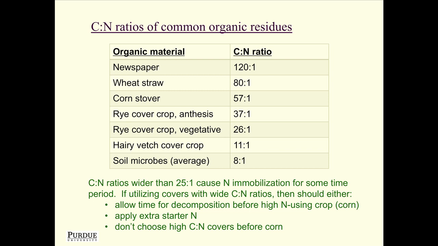So if you're going to use covers that have a wide carbon-nitrogen ratio, then there's a couple of suggestions. Number one, you should allow time for decomposition to occur before you plant a crop that needs a lot of nitrogen, like corn. Or you should apply extra starter nitrogen to give that cash crop a good start. Or don't choose high carbon-nitrogen ratio covers before corn.